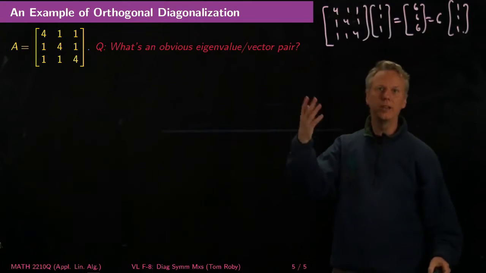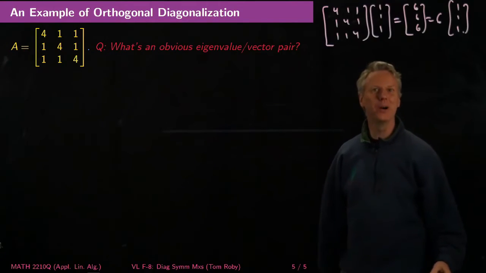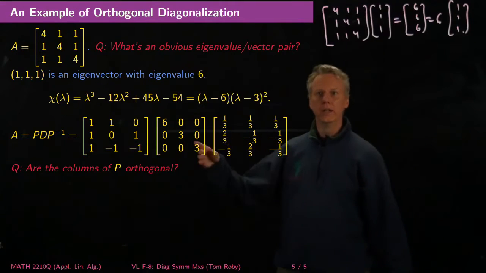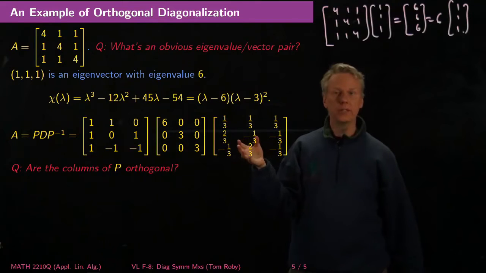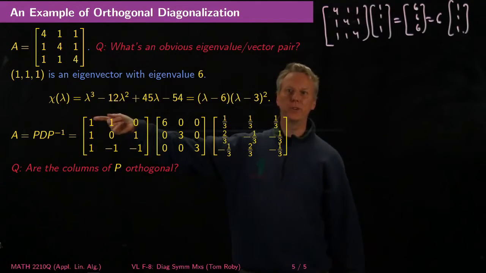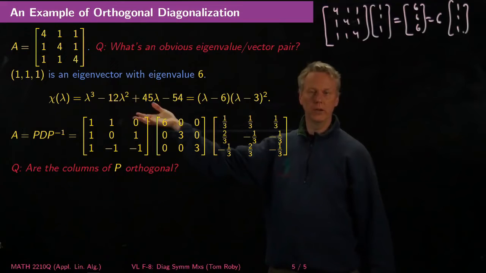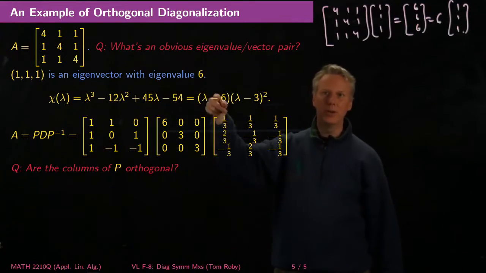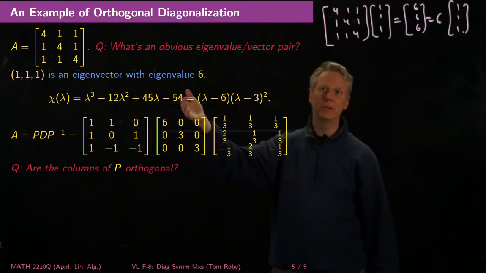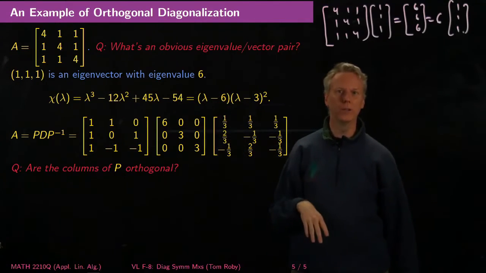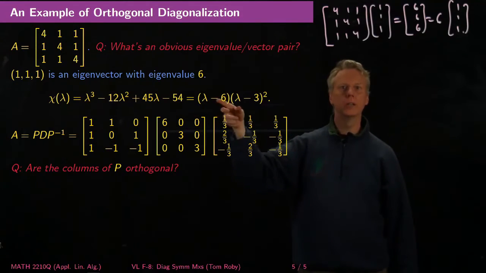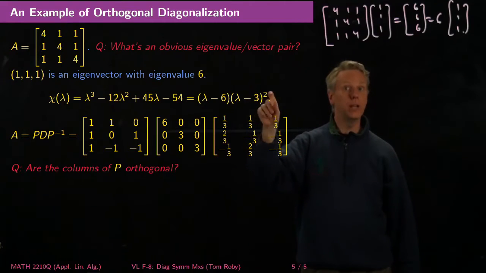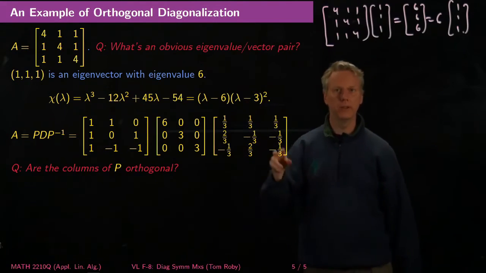Sorry, I should have asked that question first. What's an obvious eigenvalue-eigenvector pair? And now you see the answer to that. Of course, if you hadn't realized that, it's no problem. It just might be a little bit harder for you to factor this cubic polynomial. But if you know that one of the eigenvalues is 6, then you know that 6 is a factor of this. You can also, if you're guessing that they're integers, look for factors of 54 and try a few before you found one that worked. But it turns out the other eigenvalue is 3 of multiplicity 2, because I have a lambda minus 3 squared.